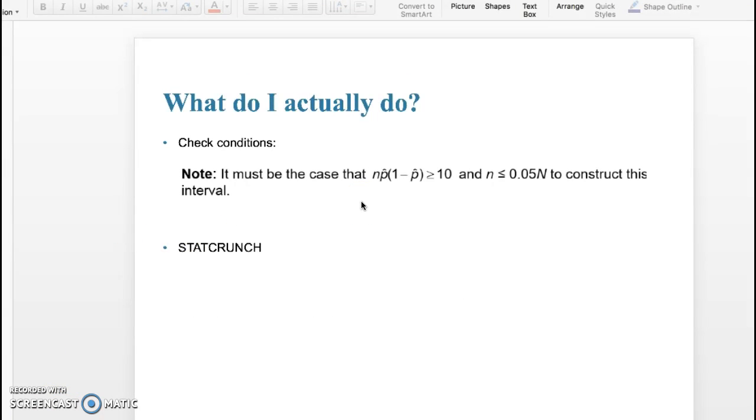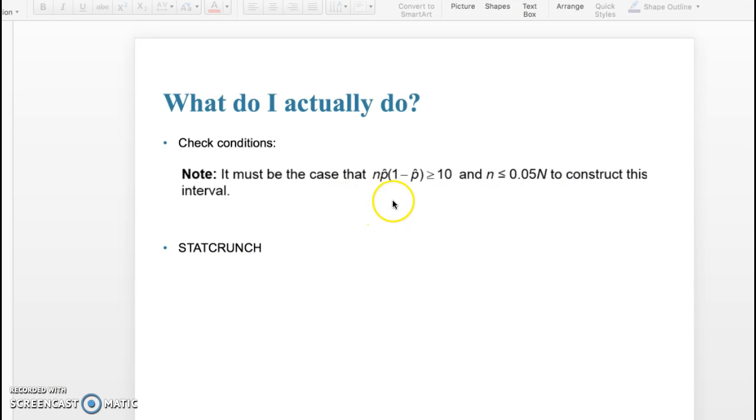The first thing you have to do is check your conditions. Before you can use StatCrunch and use any of those by hand formulas or the StatCrunch process, you have to make sure your p-hat has a normal distribution. So this goes back to the n times p times 1 minus p having to be bigger than 10. And this part is our condition that our sample can't be more than 5% of our population. Here the little n is our sample size and the capital N is your population size. It's that 5% rule. As long as this checks, we're going to go straight to StatCrunch.